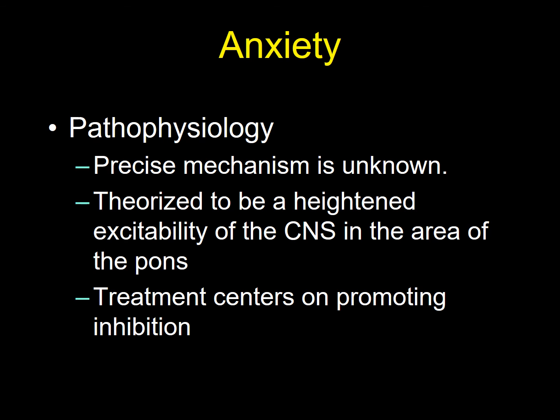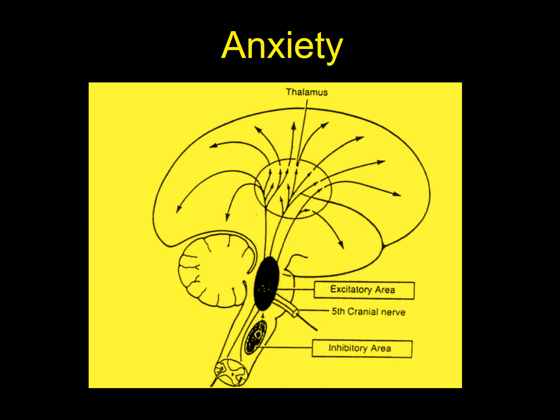All right, last thing worth talking about is anxiety. So the problem with anxiety, again, here we go, precise mechanism is unknown, but it is theorized to be heightened excitability in a particular area of the central nervous system. Makes sense, right? In anxiety, everything's a little bit kind of overdrive. So in the brain, it's all about excitation and inhibition. And with anxiety, it is believed that there is too much excitation. So treatment of anxiety centers on promoting inhibition, blocking excitation or promoting inhibition.